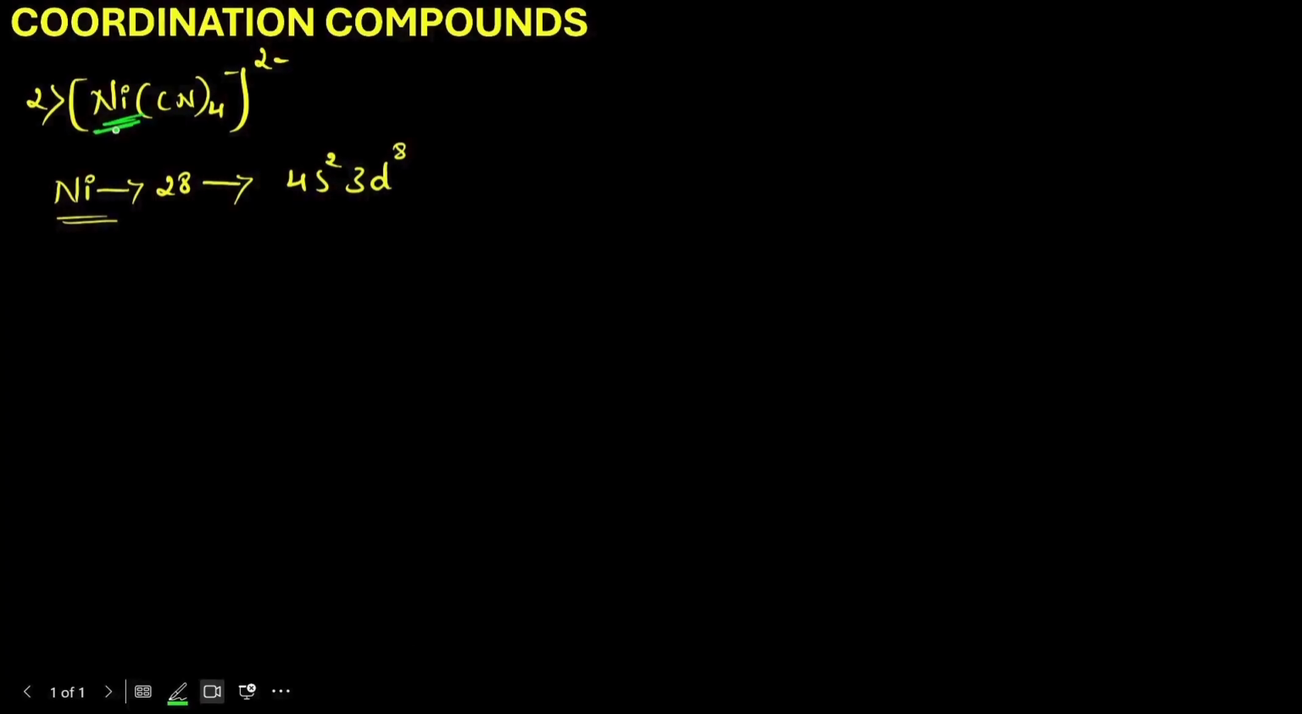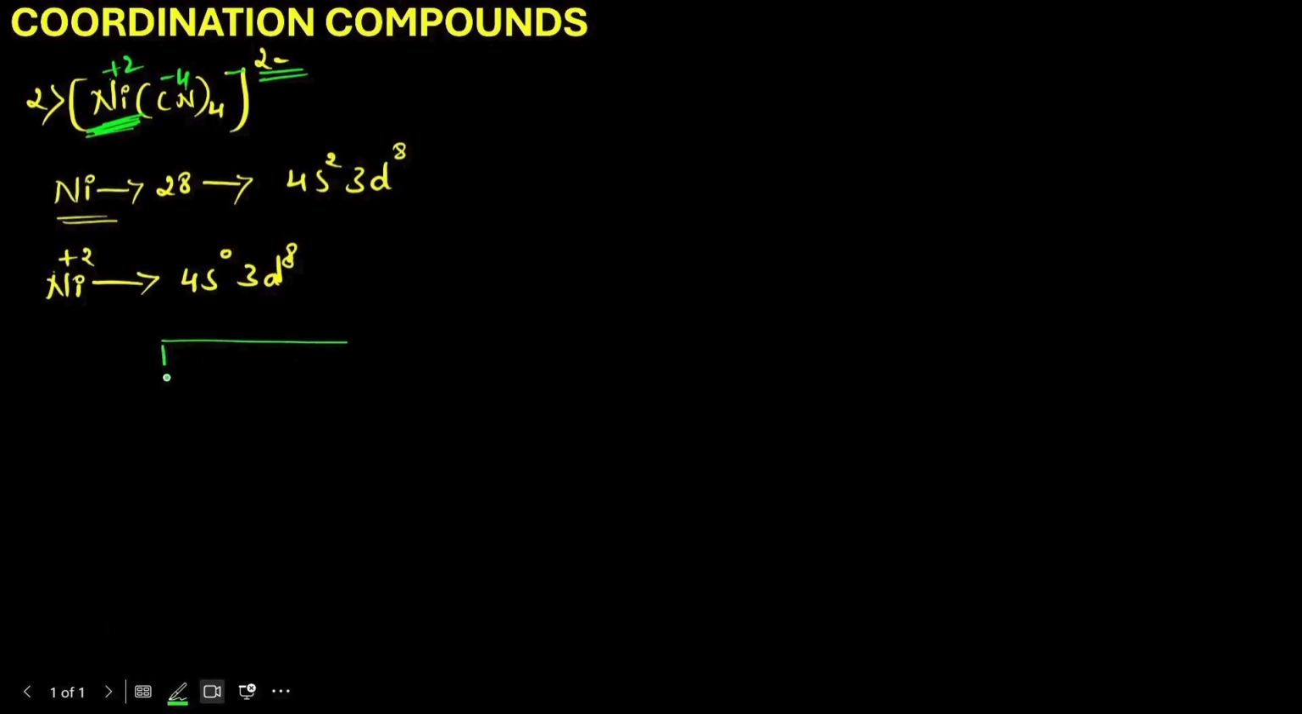Now we will calculate the oxidation number of nickel. Here we have 4 CN at -1 each, and the complex charge is -2. So +2 -4 gives you -2. Therefore, the oxidation number of nickel is +2. Now we will write the electronic configuration of nickel in the +2 oxidation state. It is 4s0 3d8.